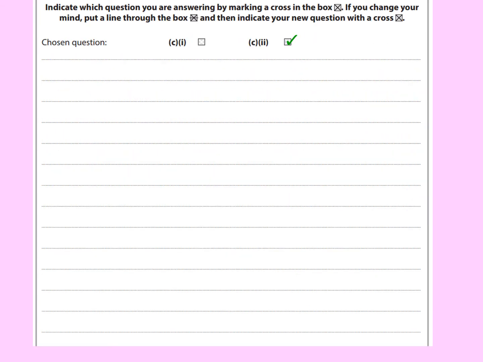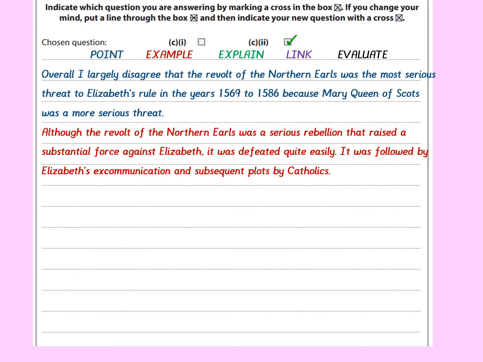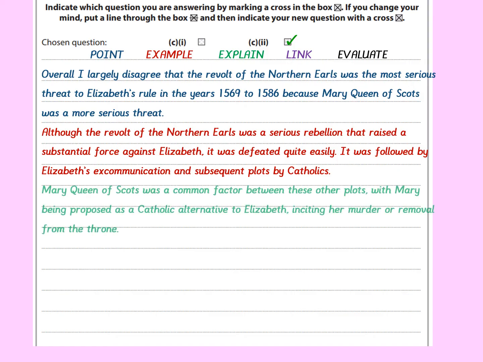Your conclusion is going to be your very best opportunity to make sure that you've given a very clear judgment so that you can hit those top levels. Overall, I largely disagree that the revolt of the Northern Earls was the most serious threat to Elizabeth's rule in the years 1569 to 86, because Mary Queen of Scots was a more serious threat. Although the revolt of the Northern Earls was a serious rebellion that raised a substantial force against Elizabeth, it was defeated quite easily. It was followed by Elizabeth's excommunication and subsequent plots by Catholics.